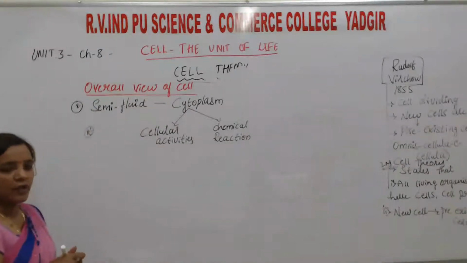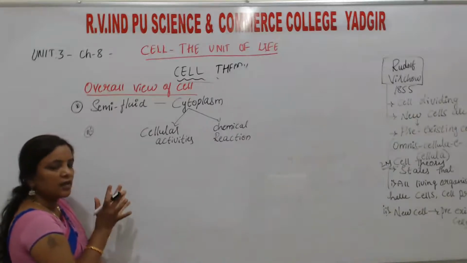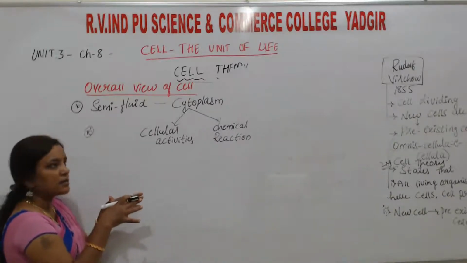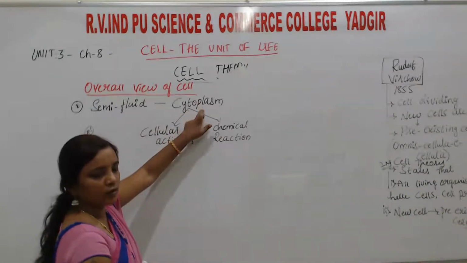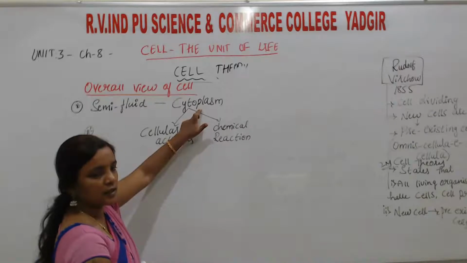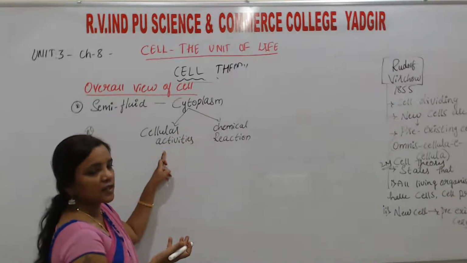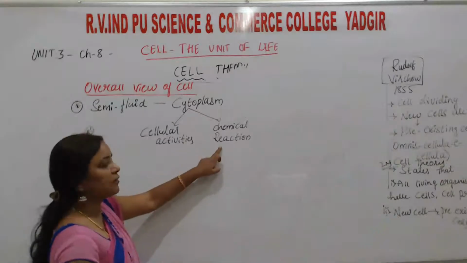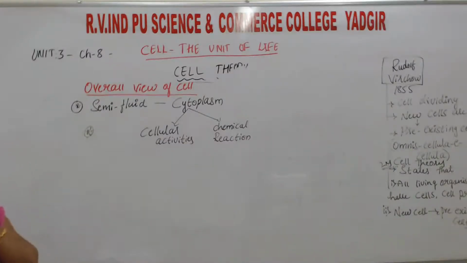So there is some semi-fluid inside the cell. That space inside the cell we call the cytoplasm. What is taking place inside the cytoplasm? One is some cellular activities, and another is some chemical reactions.